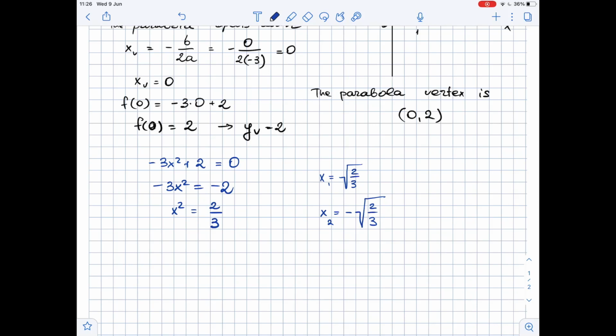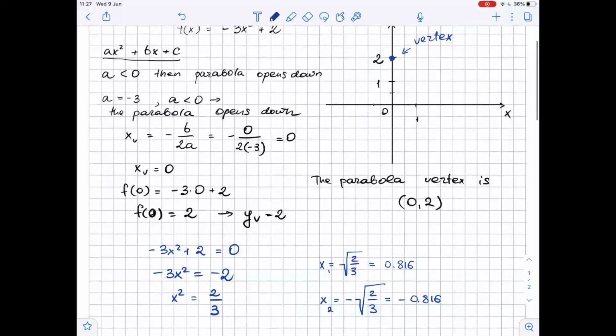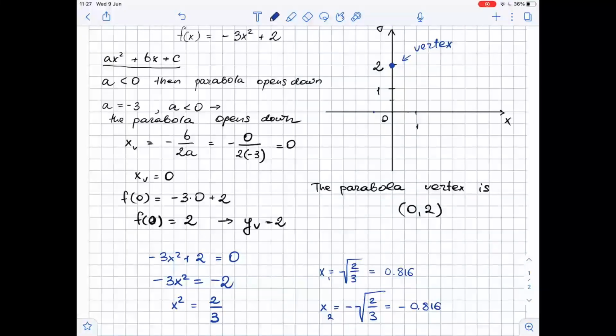Now we will just use a calculator to find the value of this expression. The square root of 2/3 is approximately equal to 0.816, and this is the same thing but negative, so it's negative 0.816. Now let's draw these points on the graph. Again, the y-coordinate is 0, so they will be on the x-axis. Probably this one will be somewhere here, and this one will be somewhere here.